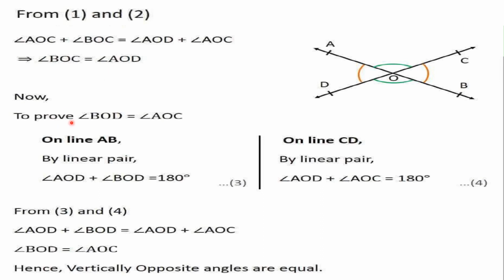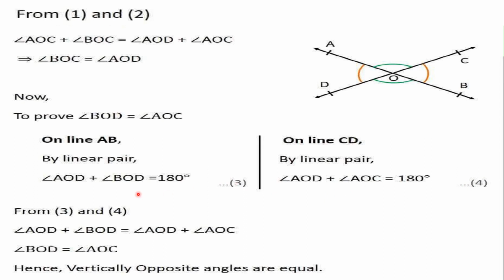Right. Now we are proving that angle BOD is equal to angle AOC. Now on the line AB, and on the line CD, again we use the linear pair definition. Angle AOD plus angle BOD is 180 degrees because they form a linear pair. Similarly, on the line CD, angle AOD plus angle AOC form a linear pair. Let us assume that these two results are equation 3 and equation 4 respectively.